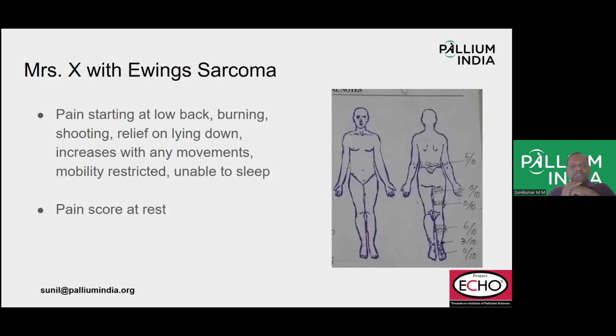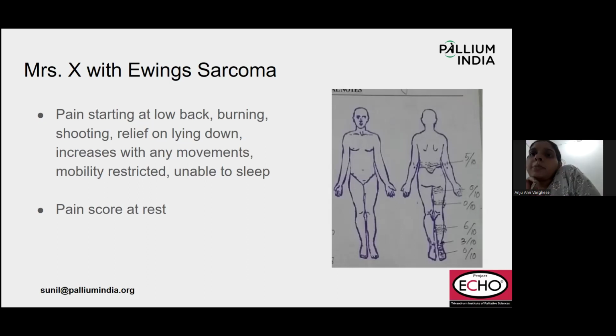So how are you going to treat this patient? Any of you can unmute and tell me. First of all, tell me what type of pain is this mostly? The neuropathic pain. Yeah, neuropathic pain. Probably the low back pain might be nociceptive and neuropathic, but the one on the leg is predominantly neuropathic pain. So, how are you going to treat this pain?